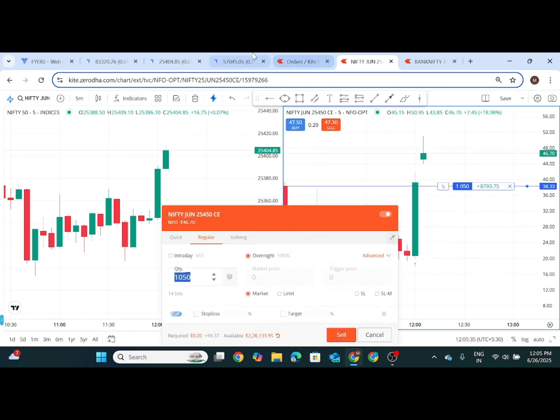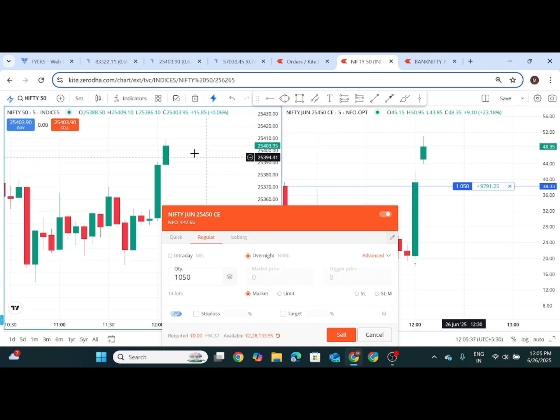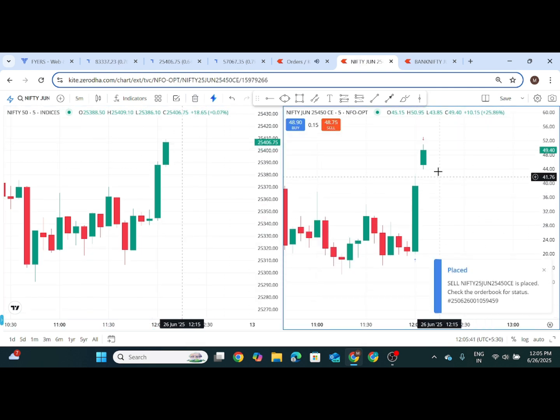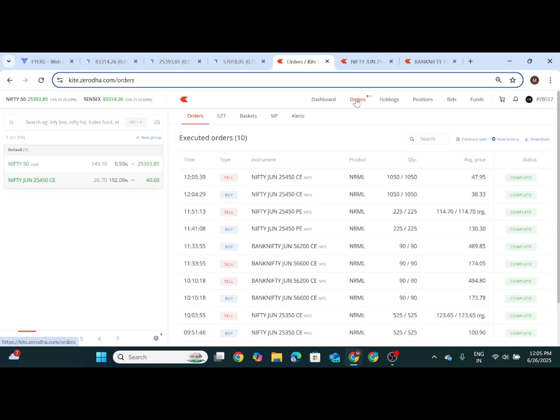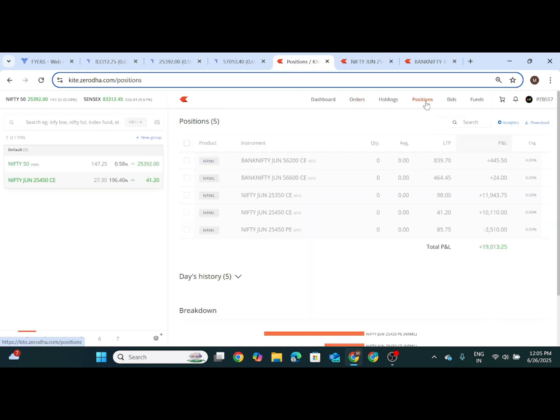Okay. Once I get a confirmation, I'll exit. It's very clear. In a scalp, you have to be as quick as possible. We get a quick exit. The same happened today, so I'm done with it. These are the positions. Okay, this is the target. We already made 90,000.